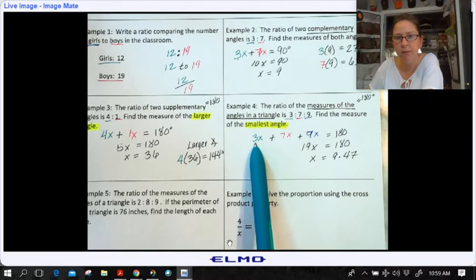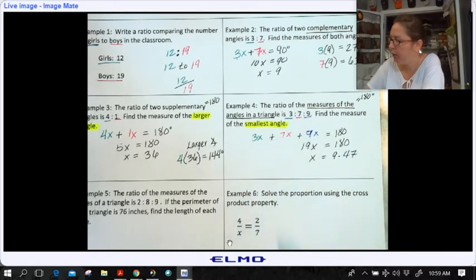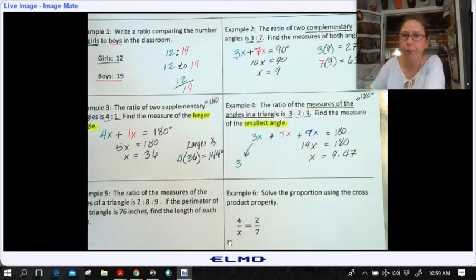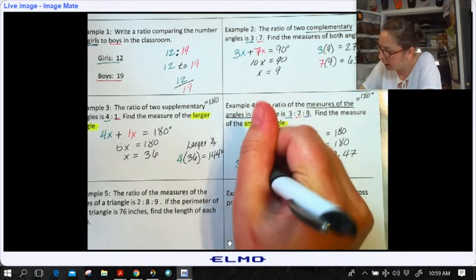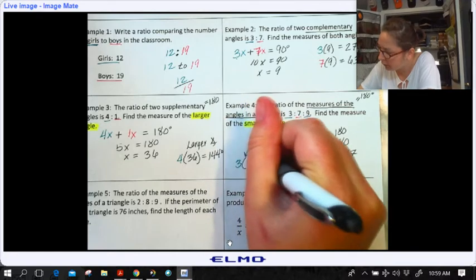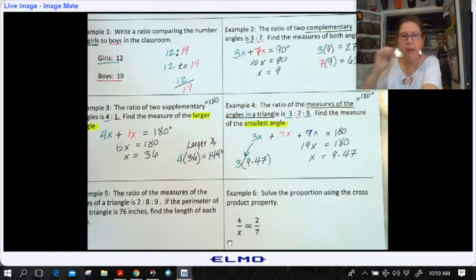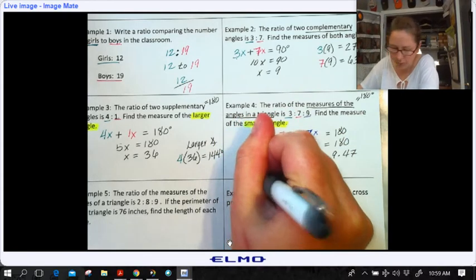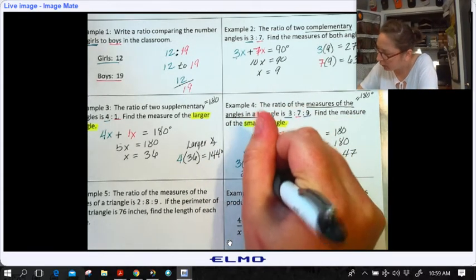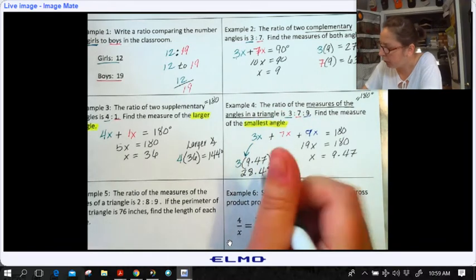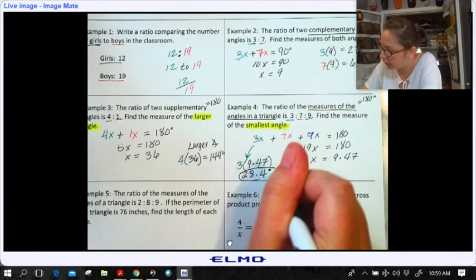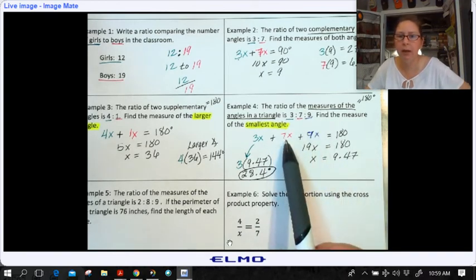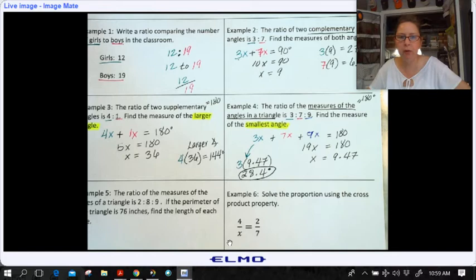So it's going to be the one with the smallest part of the ratio. So 3 times 9.47 gives me 28.4 degrees. 28.4 degrees, okay? And then, of course, I could have found any of them just by plugging it into the correct place.